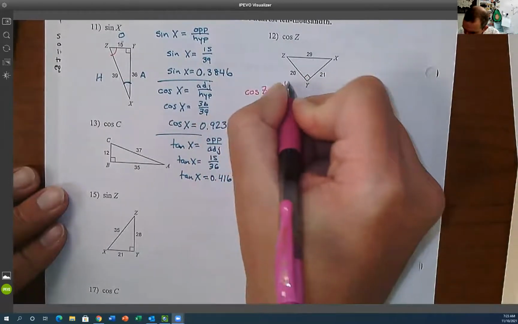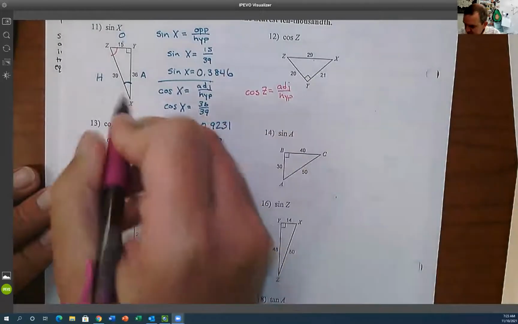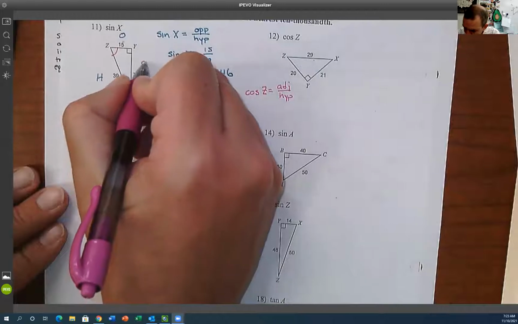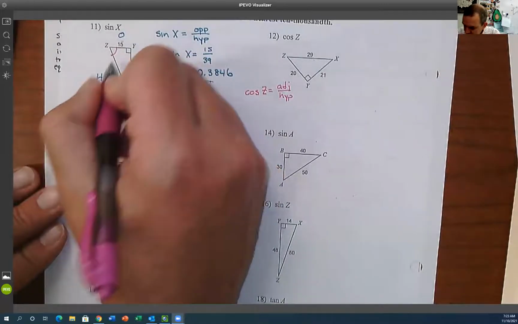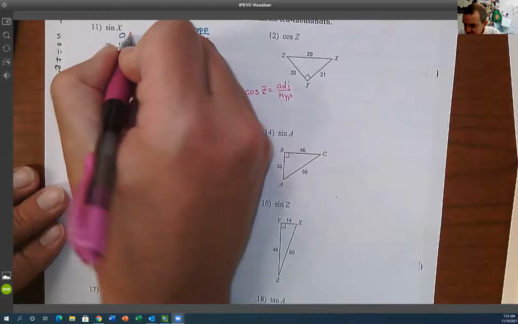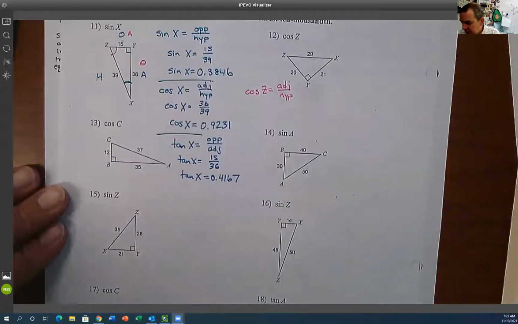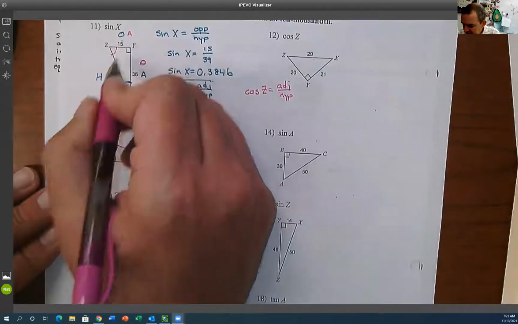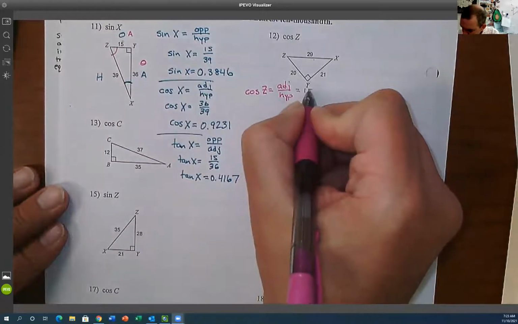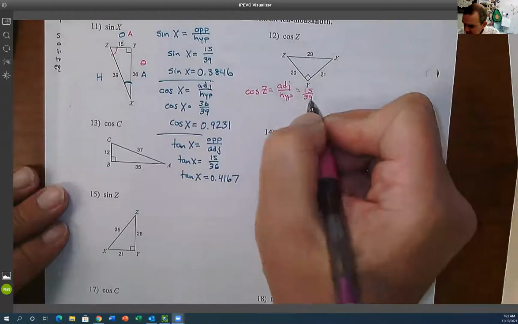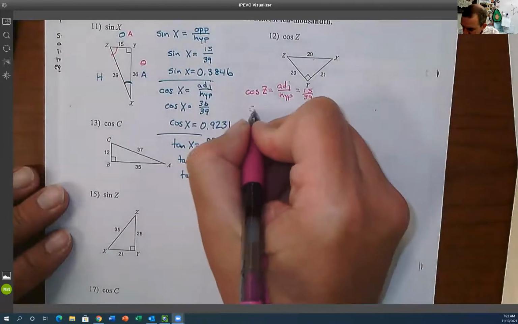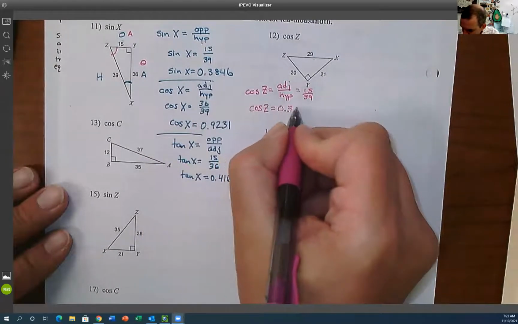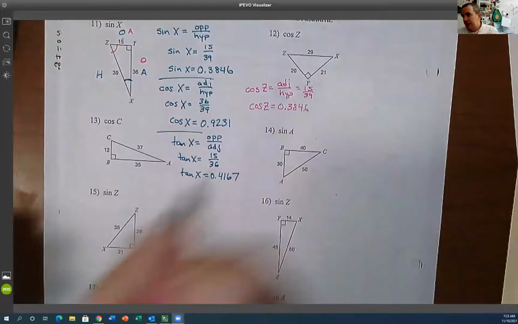So if I wanted to figure out, let's say, for example, the cosine of Z, it's still adjacent over hypotenuse. But what happens now is this side right here is now my opposite side to Z. This side right here is now my adjacent side to Z. So now if I wanted to do adjacent over hypotenuse, I'm going to do 15 over 39. And we're going to find out that the cosine of Z is going to end up being the same answer, 0.3846. So it depends upon your reference angle.